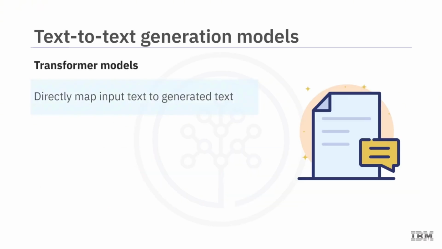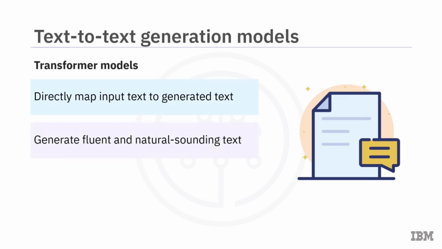Transformer models directly map the input text to the generated text, allowing the models to generate more fluent and natural-sounding text than sequence-to-sequence models. A key feature of transformer models is how they leverage an AI concept called attention to emphasize the weight of related words. This can help provide the context for a specific word or token describing some other type of data, for example, a section of an image.